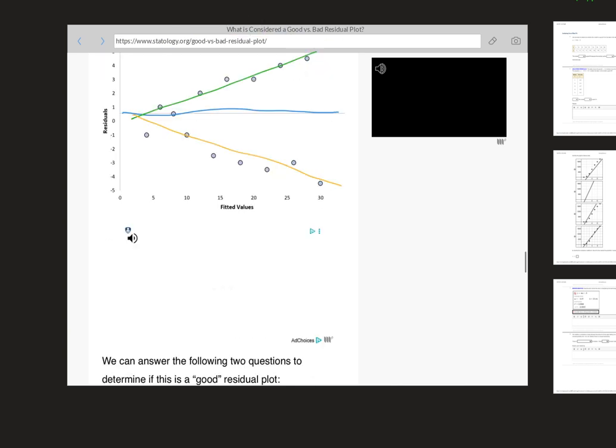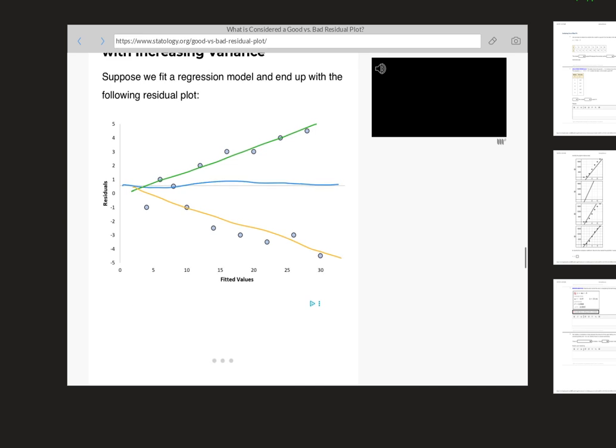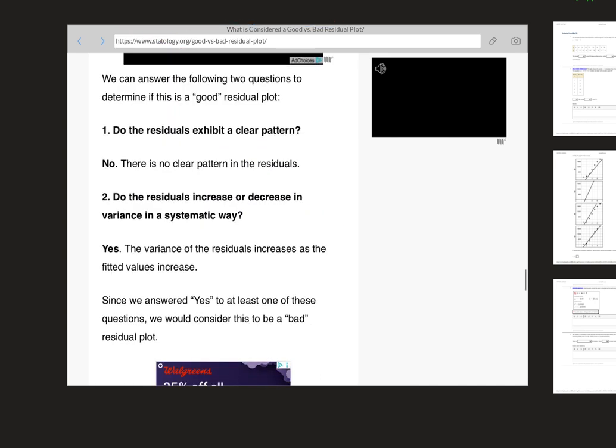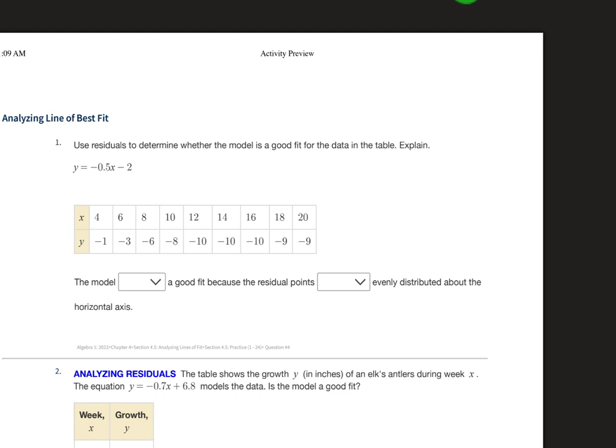This one is bad because while there is no clear pattern, like a curve, there is definitely a systematic increase or decrease. In fact, it had both. Okay? Jumping into the assignment: use residuals to determine whether the model is a good fit for the data in the table, and then please explain.